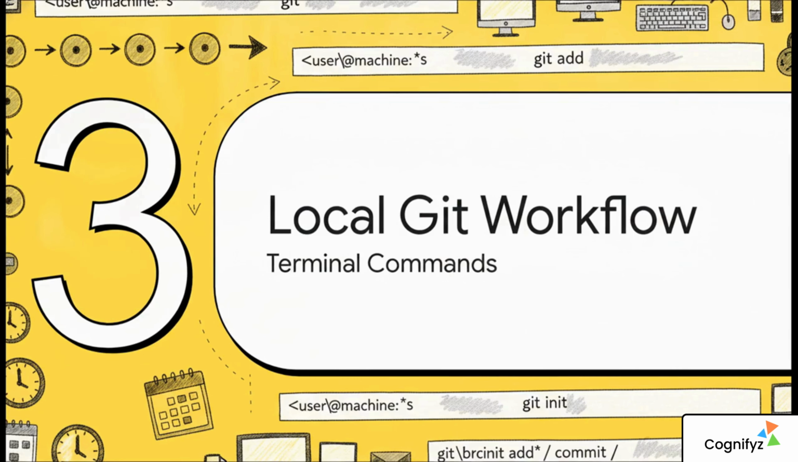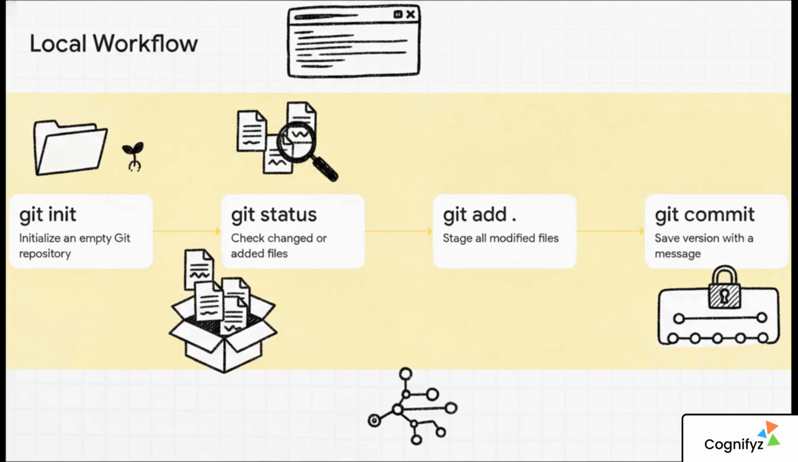Let's move to Section 3, local Git workflow steps and the terminal commands you'll use. Okay, so how do we actually do this? Well, these 4 steps are the foundation of your local Git workflow. First, you type git init in your terminal. This initializes a brand new, completely empty Git repository right in your project folder. Next, you can use git status at any time to check which files have been modified. Once you're ready to save, you use git add dot to stage your files. That's essentially you telling Git, hey, get these ready to be saved.